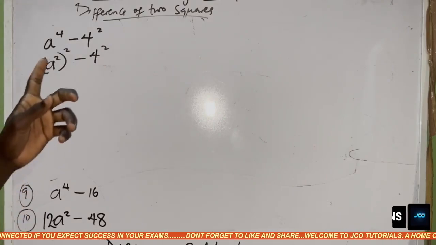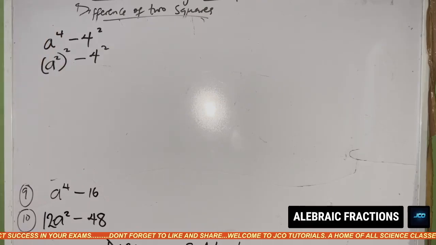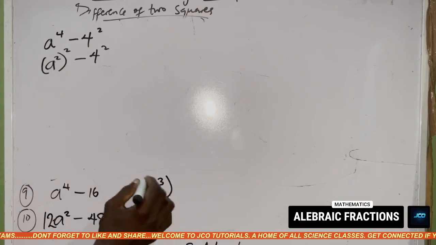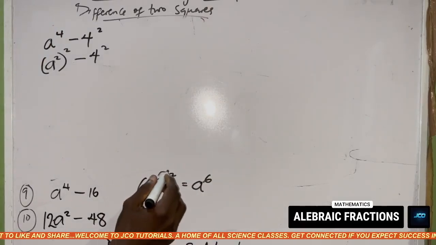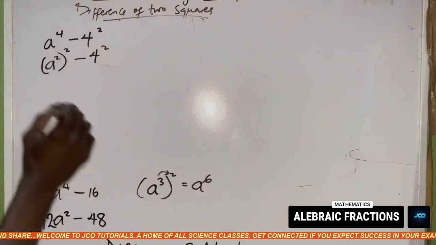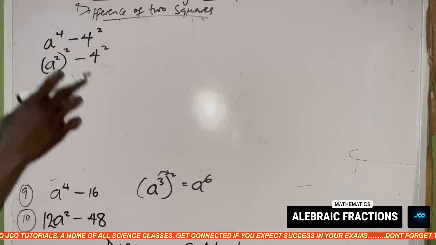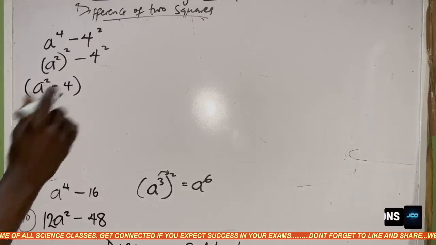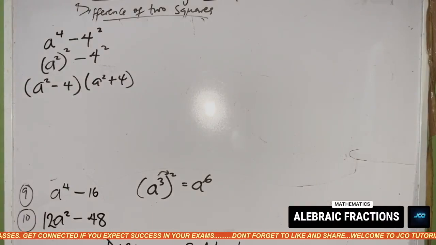Power law in indices, if you have more than one power, they multiply themselves and you get that. A quick recap: a raised to power 3, everything raised to power 2 will give me a raised to power 6. Why? 3 times 2 gives me 6. So who is squared there now? A squared is squared. 4 is squared. So you have a squared minus 4. You have a squared plus 4. That is how you deal with number 9.